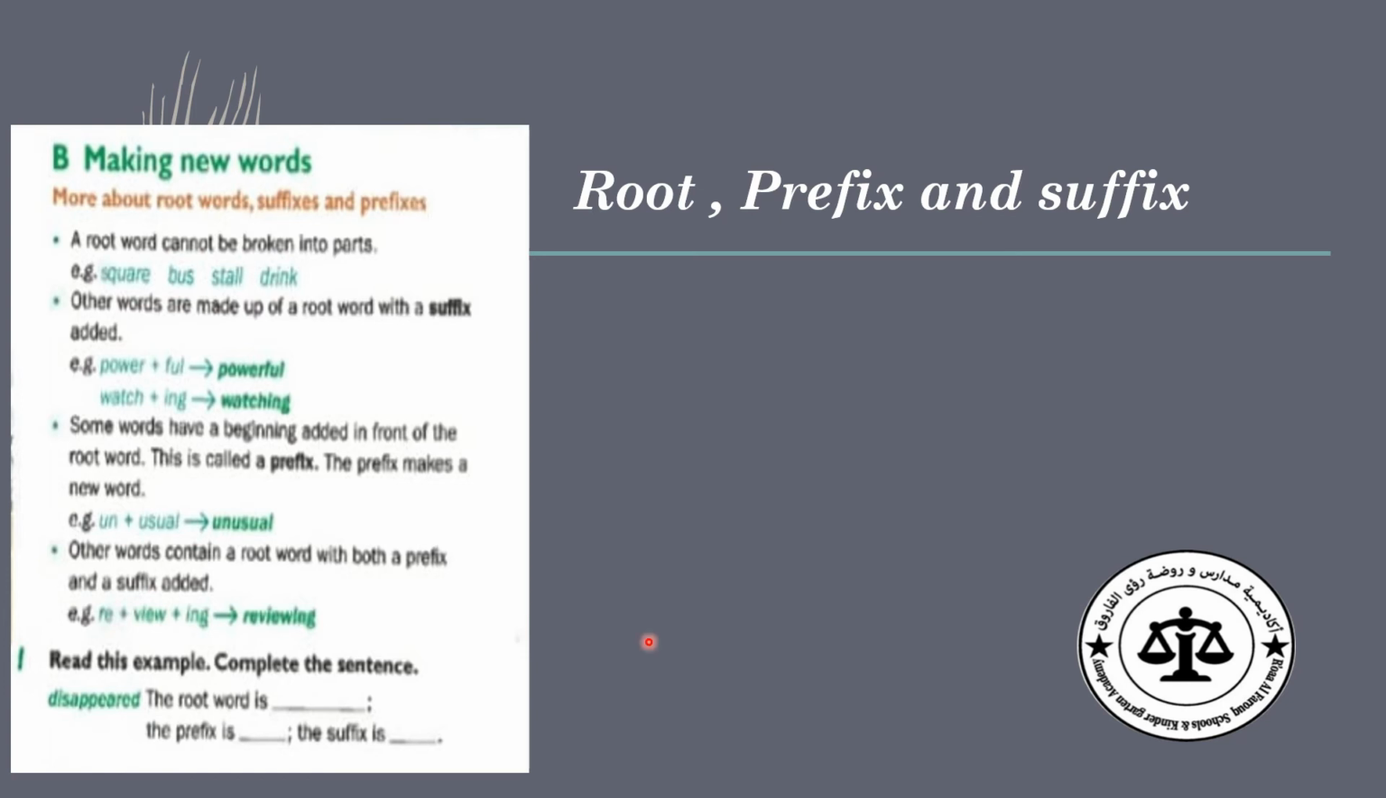Now, let's move to the second section of our lesson today. They are the root words, prefixes, and suffixes. Did you remember what we mean by root words? Excellent! The words that can't be broken into parts, like drink, watch, power, usual, stole, pass, appear. All these words are root words without suffixes or prefixes.